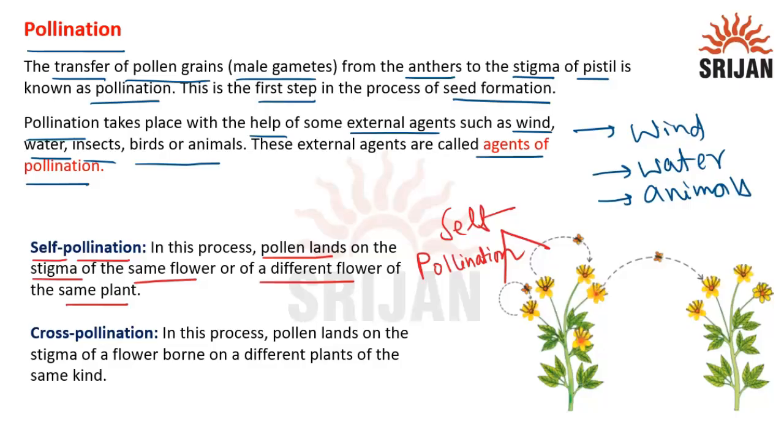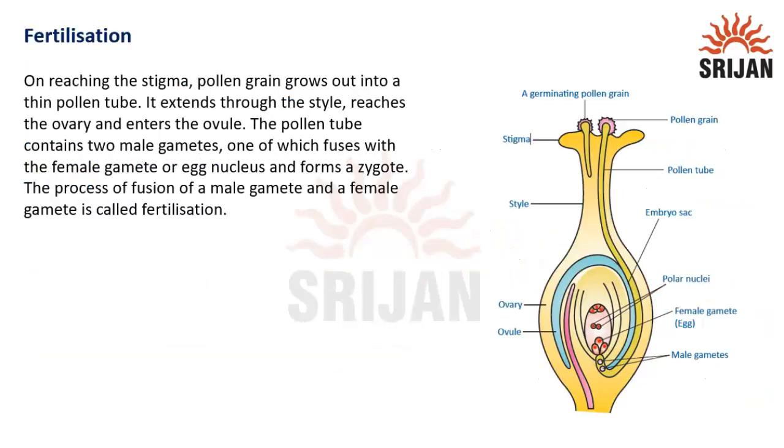Now, the case of cross-pollination comes when pollen lands on the stigma of a flower born on a different plant of the same kind. So this is cross-pollination. That means the flowers are from different plants. Then comes the second part, that is fertilization.